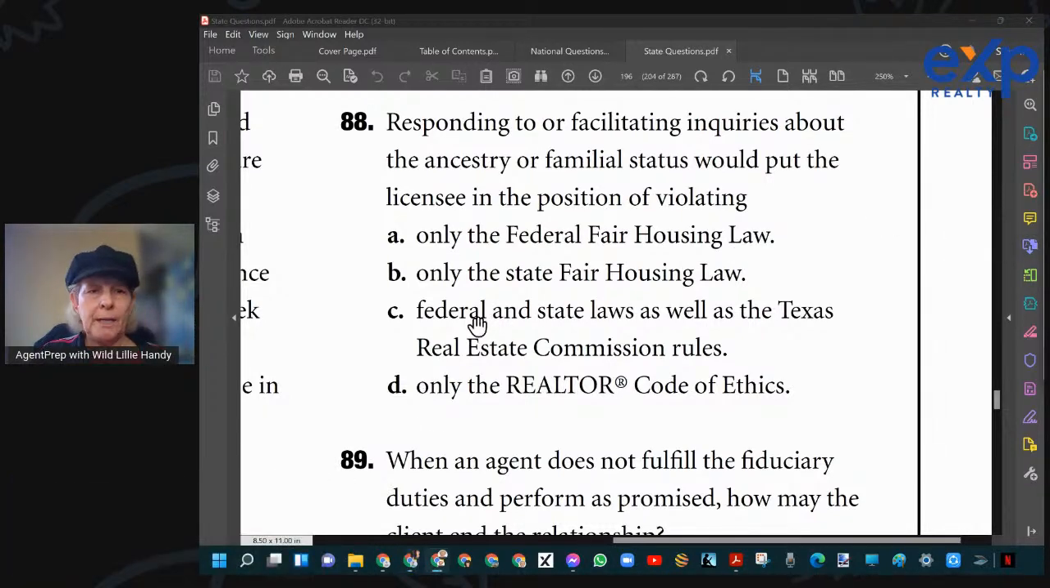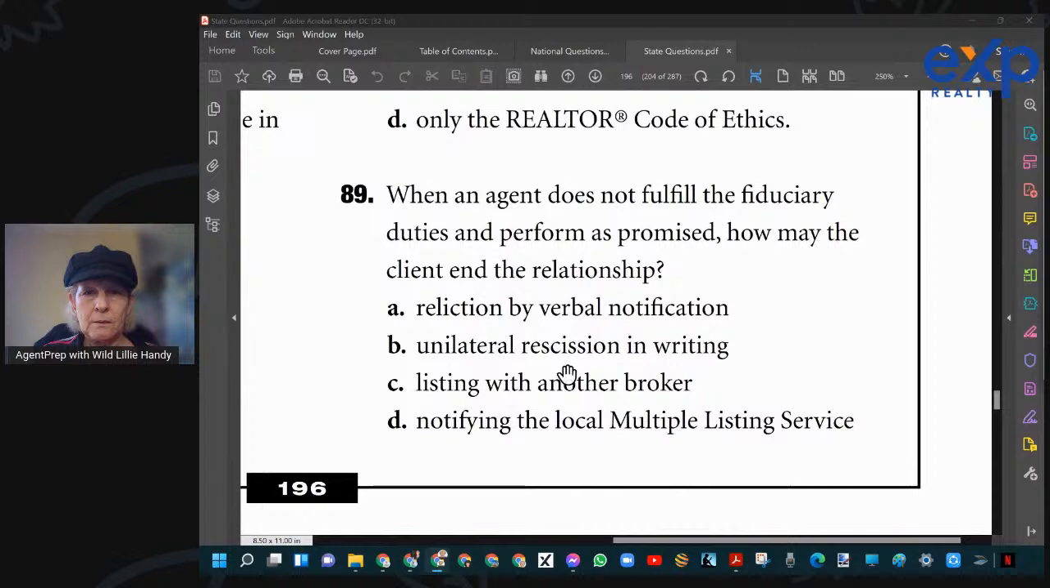Okay, number 89. When an agent does not fulfill the fiduciary duties and perform as promised, how may the client end the relationship? A, by reliction, by verbal notification. B, unilateral rescission in writing. C, listing with another broker. Or D, notifying the local multiple listing service, MLS.